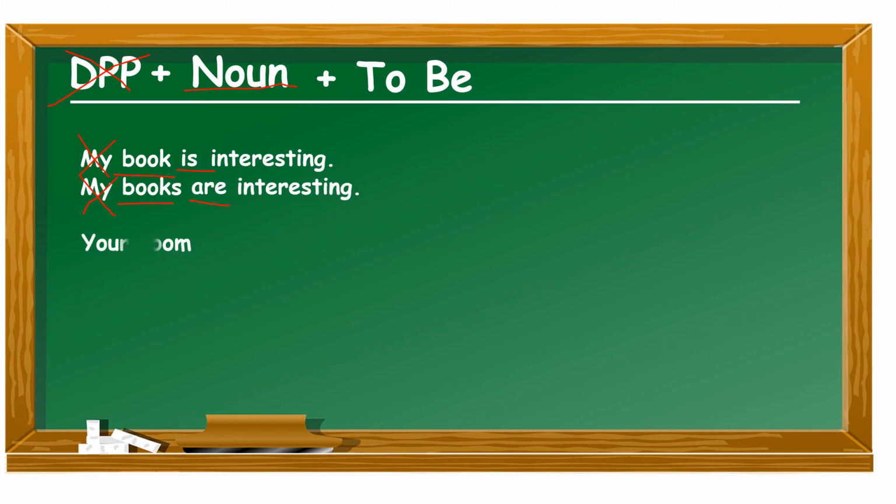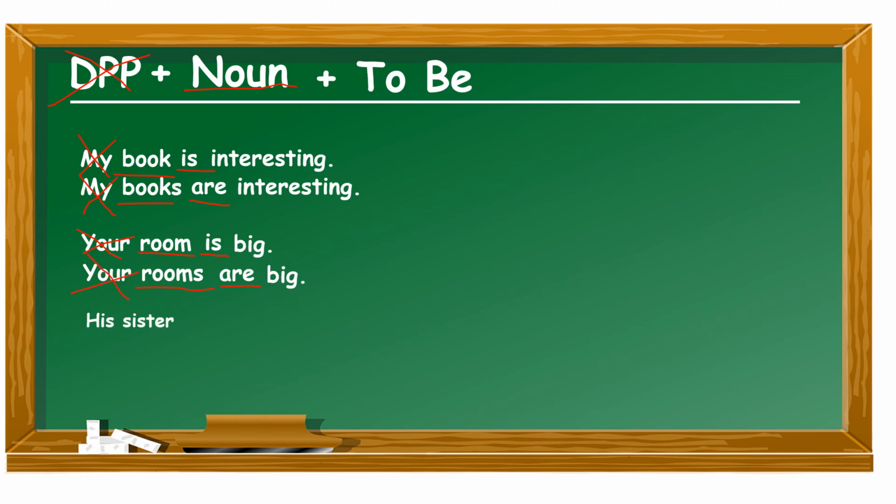And as you can see here, the dependent possessive pronoun, which is my, had no role in determining the form of to be. The second example would be your room is big. And once again, we see to be is in the singular form, and the reason is because room is in the singular form. But if you say your rooms, then you have to say are big. And the reason, once again, is because the noun in this sentence is in the plural form.